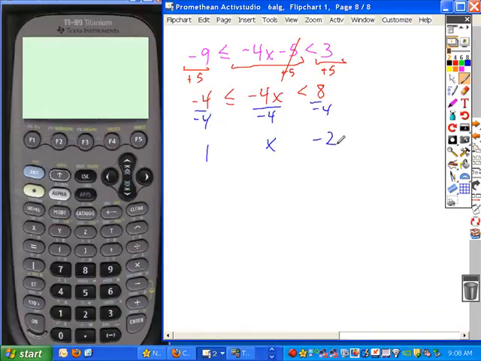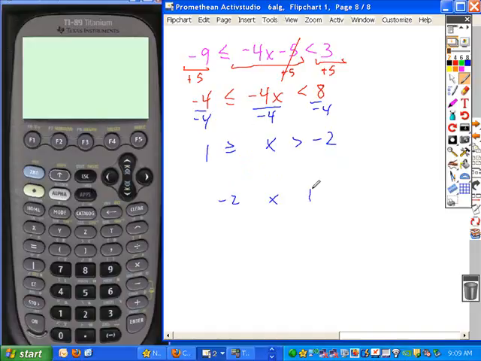Now, what happens in an inequality when you multiply or divide by a negative number? You flip the symbols, and that includes this. You have to flip the symbols in both of these. Okay. So when you write your answer, I'd like you to always write it in the order that those numbers appear on a number line. So put the smallest number to the left and the larger number to the right. So negative 2 is smaller, 1 is larger.